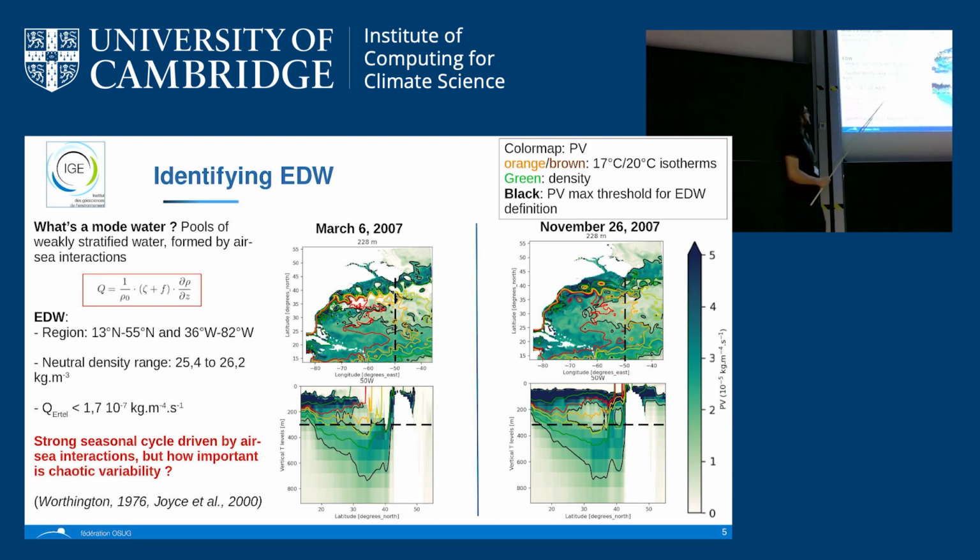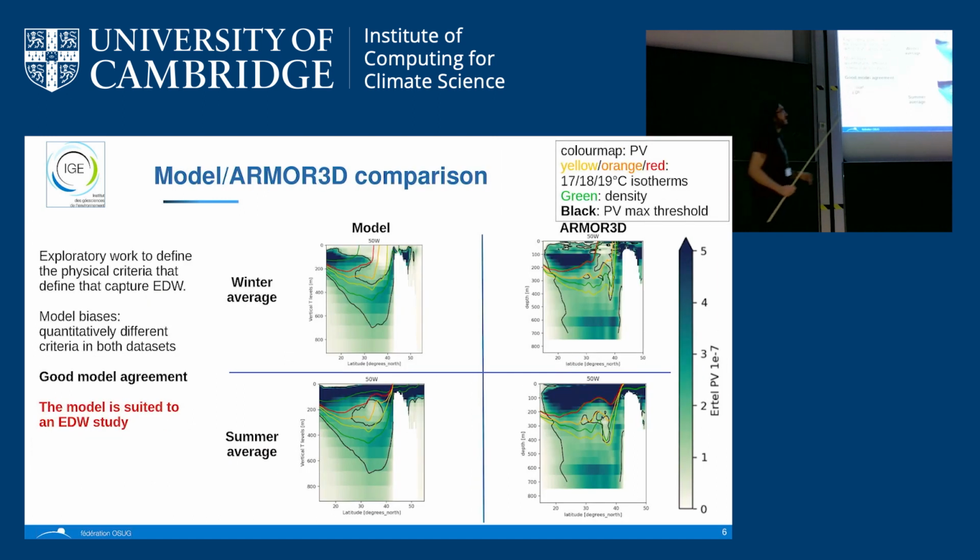So in red here is the scientific question driving this work. It's something that's defined, there's a strong seasonal cycle. We know there's chaotic variability in this region. How important is this chaotic variability for the 18-degree water? But before we can answer that, I'm trying to be a physicist, so I have to make sure what I'm talking about in the model world makes sense in the real world. So this is a brief comparison to what I mentioned, ARMOR3D, the observation-based product.